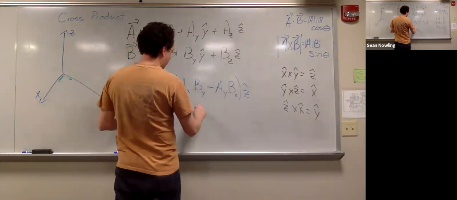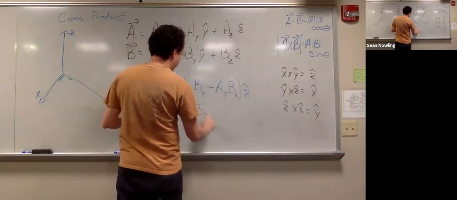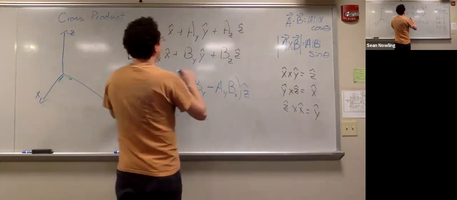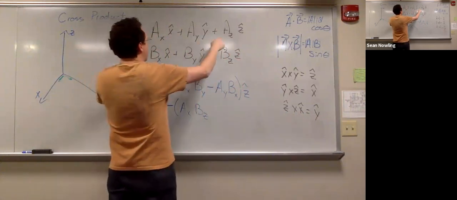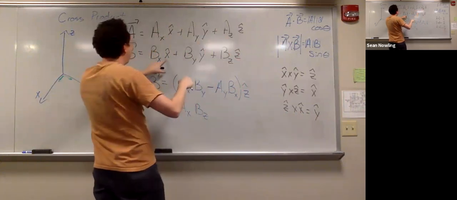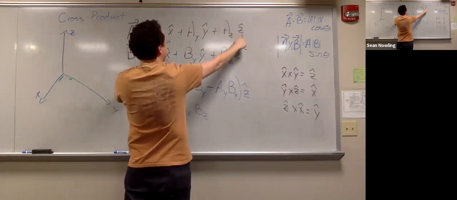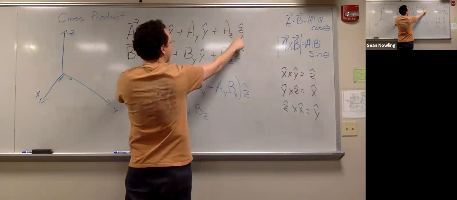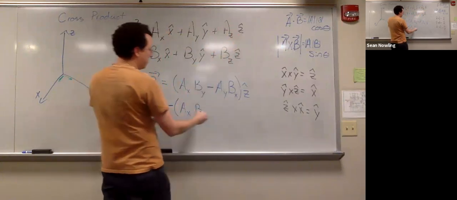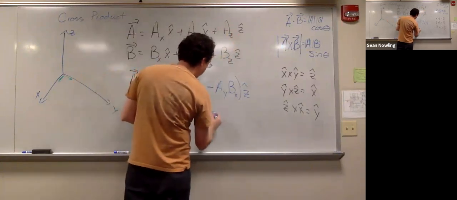ax bz, and then I do it the other way. I'm going to get az bx. That's going to be in the good order. That's going to give me a plus y hat. But since I have a minus sign out front, I'm going to write that as a double negative.